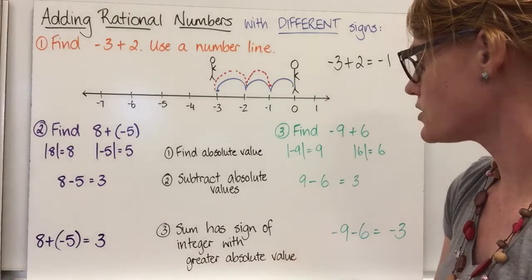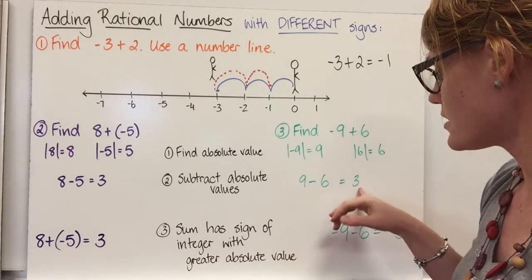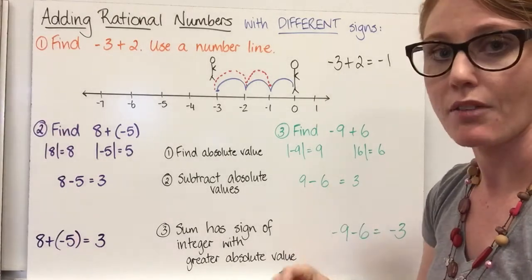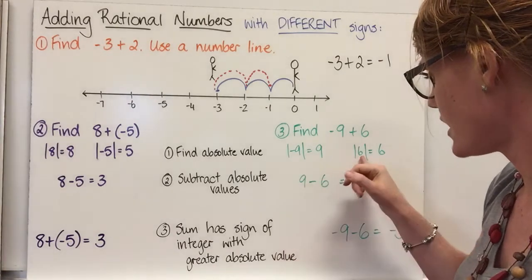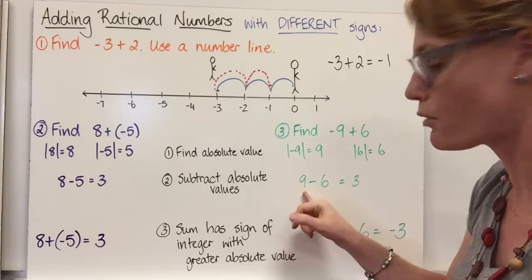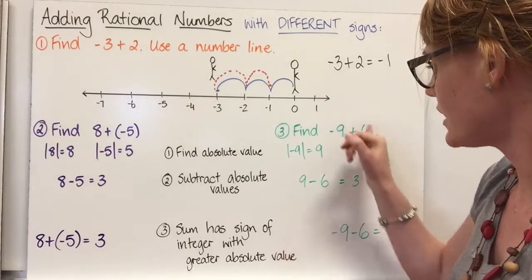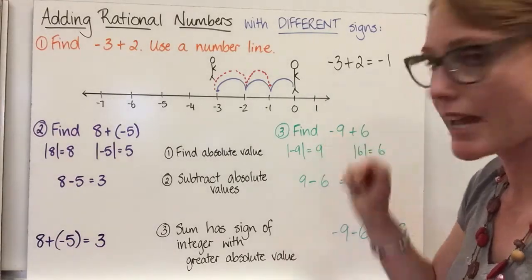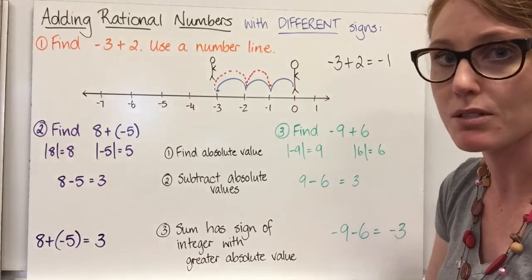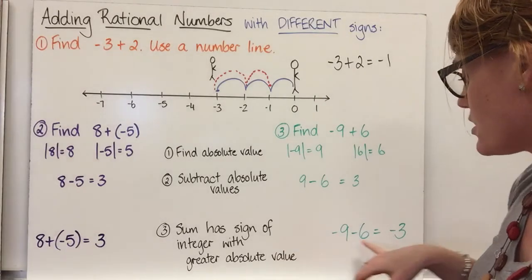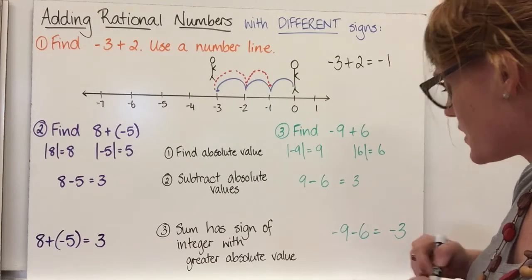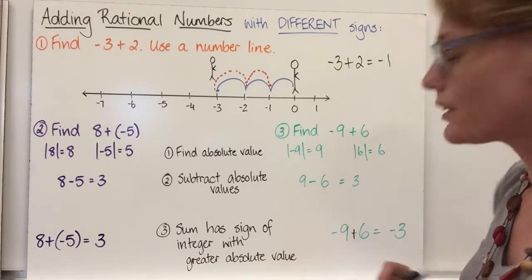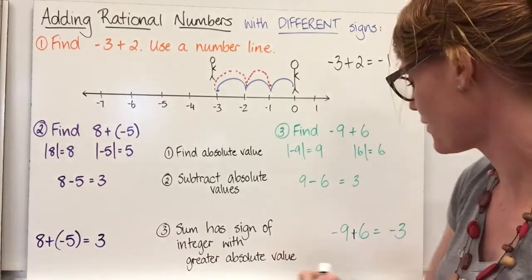The third thing we're going to do is assign the sum the sign of the integer with the greater absolute value. So -9 and 6. -9 had the greater absolute value, and in our original equation, it was a negative number, so our answer must also be a negative number. So -9 plus 6 equals -3.